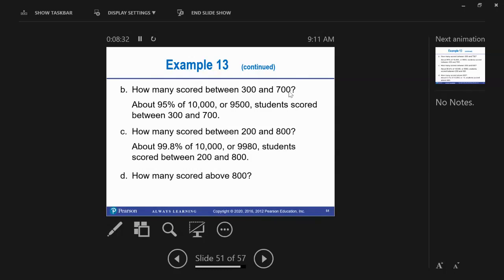Okay, how many scored above 800? Okay. So you only have 0.2 left on each side, but if you want just this side, that's going to be 0.1. Okay, and it's actually 0.1%, so you're not multiplying by 0.1, you're multiplying by what? 0.001. So only 10 students scored above 800.